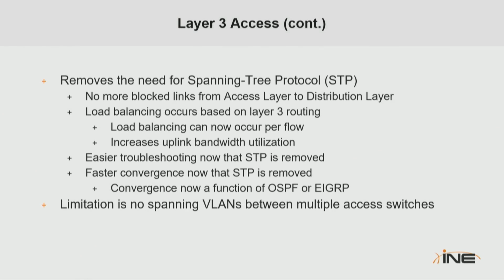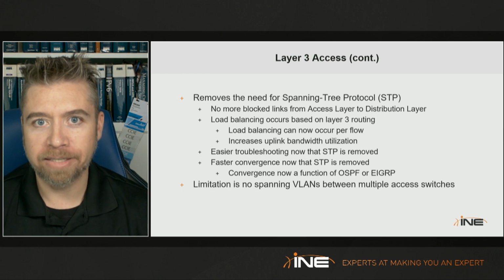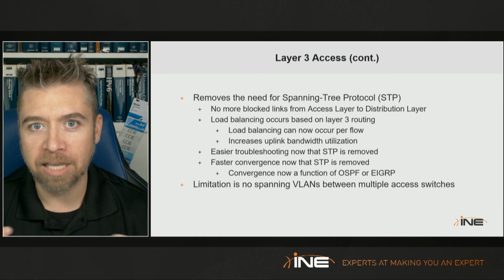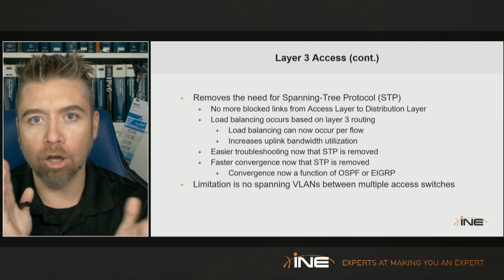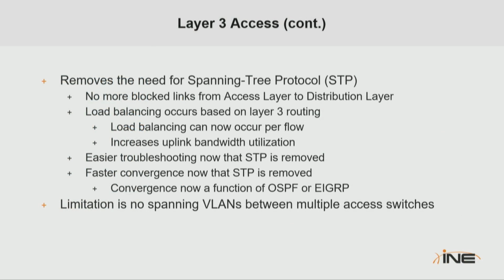Okay, also, as I mentioned, in the layer 3 access design, this removes the need for spanning tree protocol. So there is no longer going to be any blocked links that go from the access layer to the distribution layer, and load balancing is now going to occur based on layer 3 routing. Okay, so the big advantage of this is that load balancing can now occur per flow. So an individual transaction like web browsing would have multiple flows. As we're doing HTTP GETs going to the server, we could be load balancing those between the multiple links that are going from the access layer up to the distribution layer.